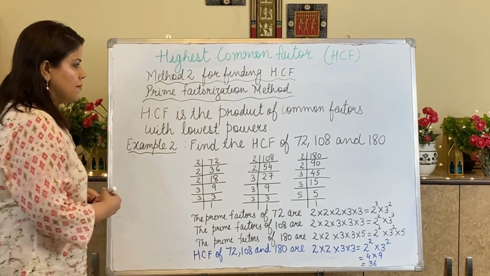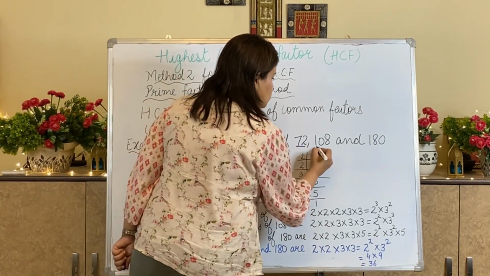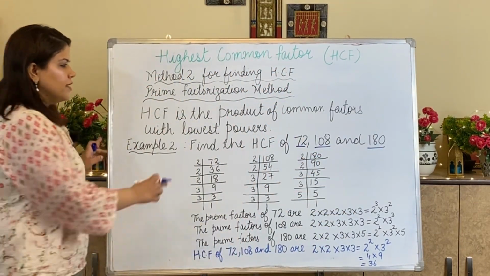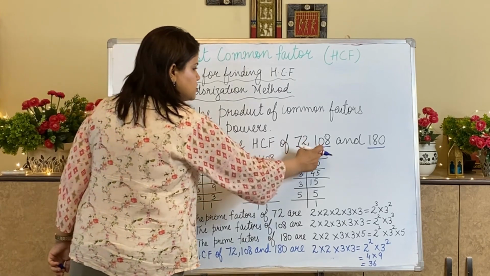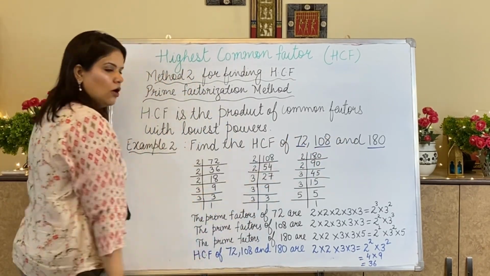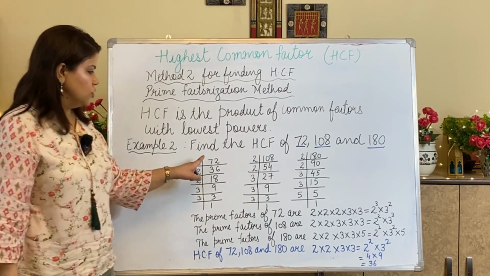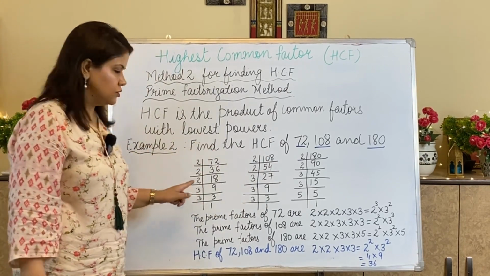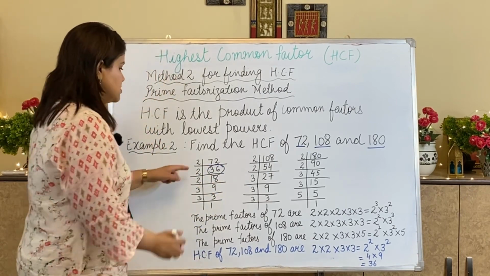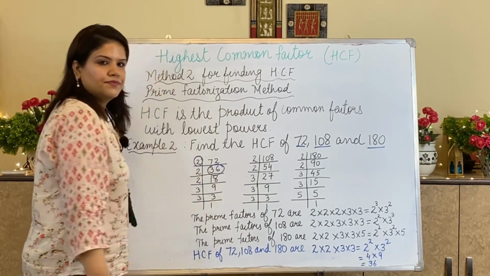I am taking three numbers here: 72, 108 and 180. Find the HCF of 72, 108 and 180. I have prime factorized them. How to prime factorize? We do continuous division, and this is the quotient. This is acting as a divisor.